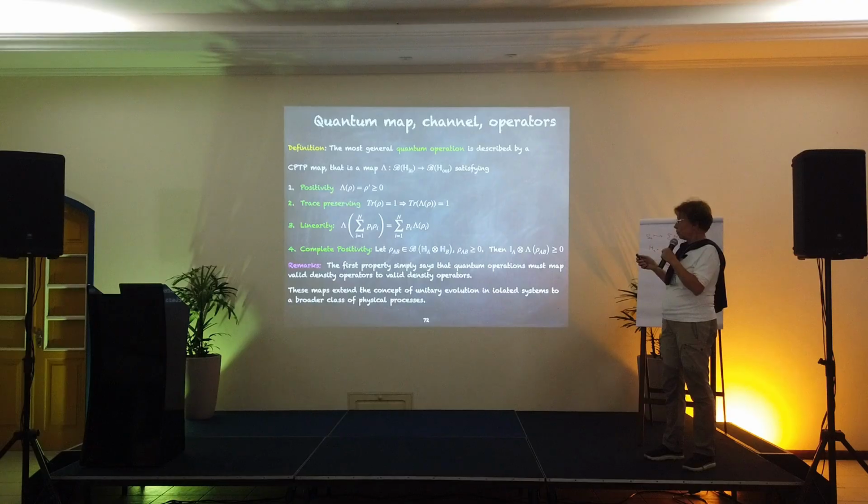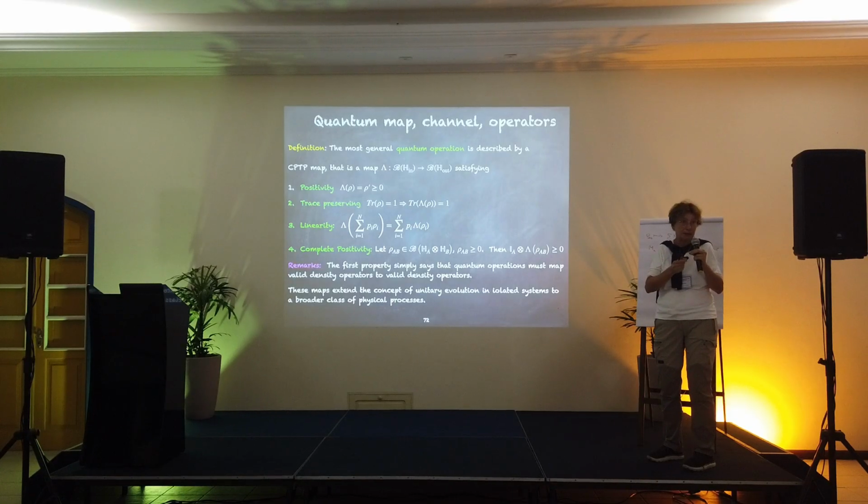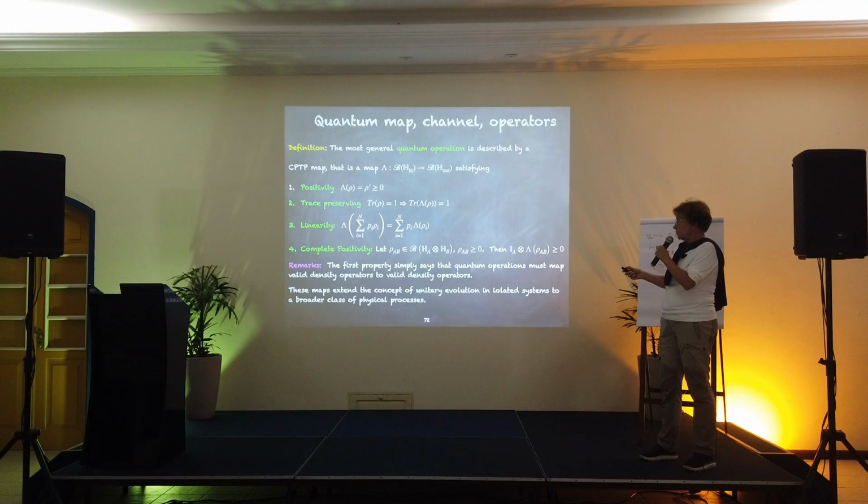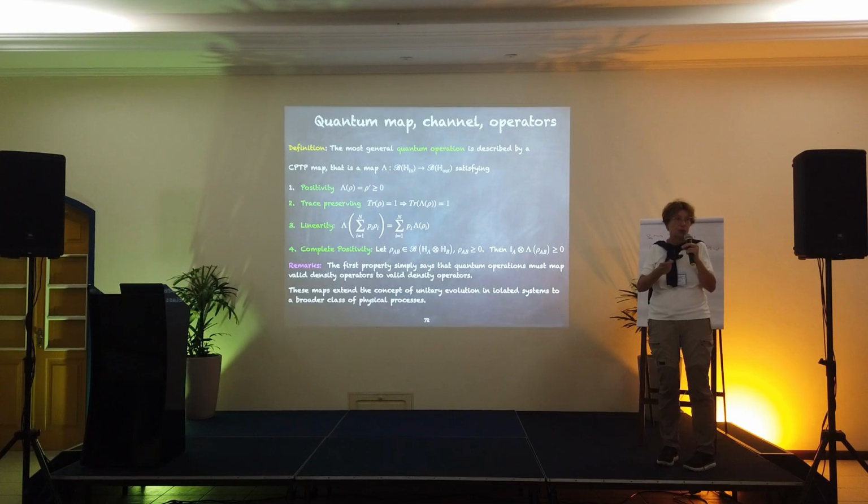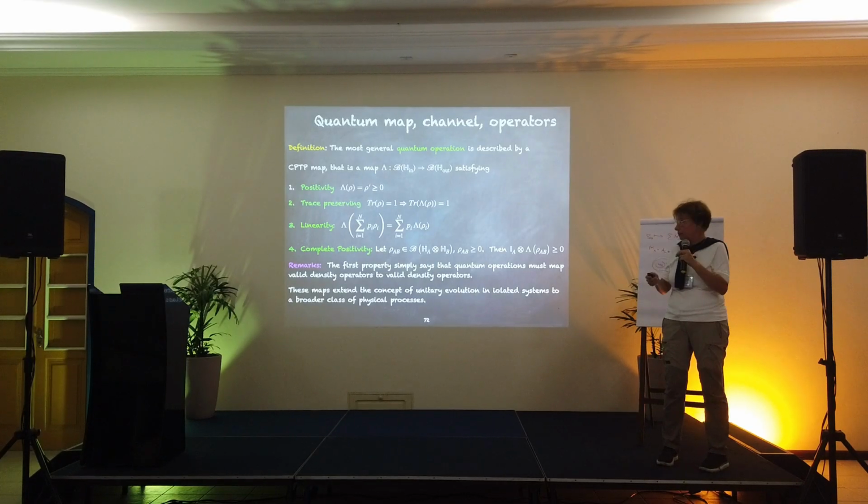What is this thing? A map is a transformation between operators and operators, which is, first of all, positive, because if I apply my map to a density matrix, and this has to be physical, I have to obtain a density matrix. Otherwise it will not be physical. Second, it has to be trace preserving. If the trace of rho is equal to 1, the trace of the state that I get after applying my map has to be equal to 1. So I cannot lose or create particles in this process.